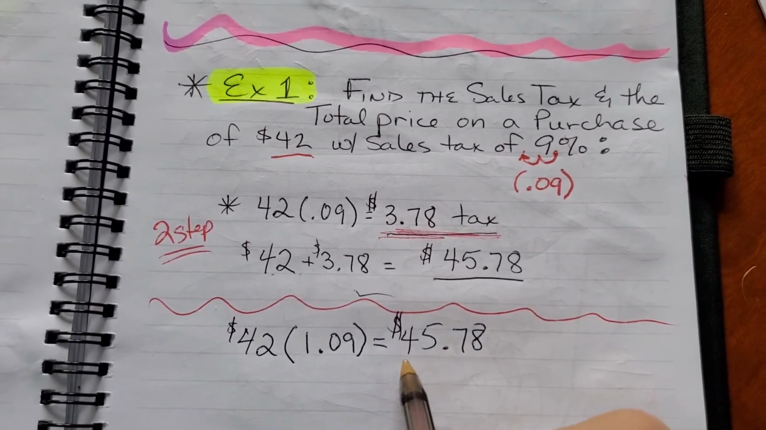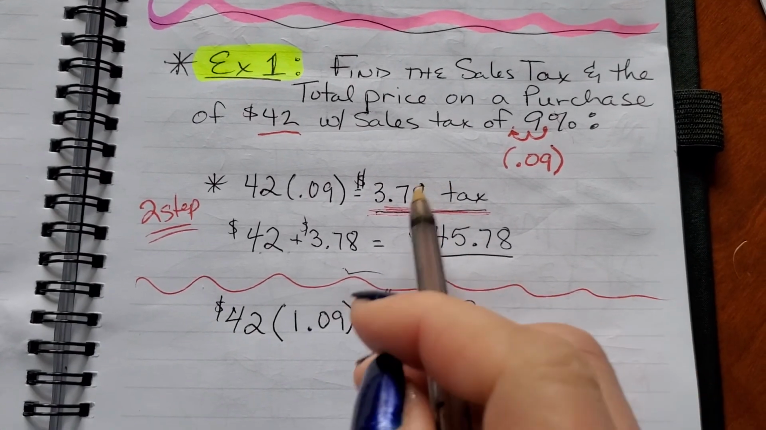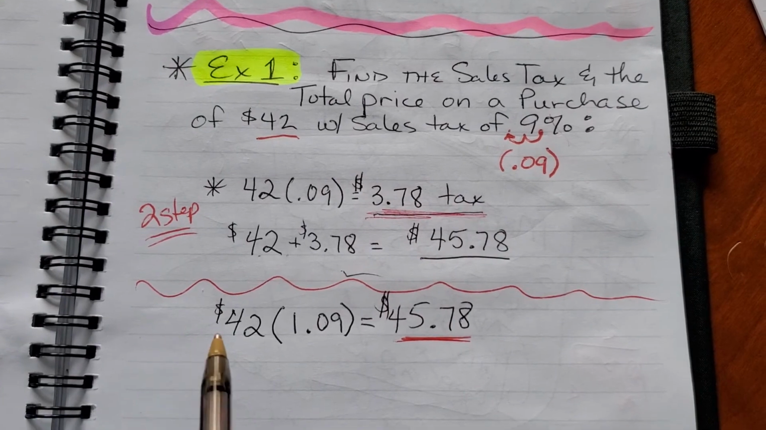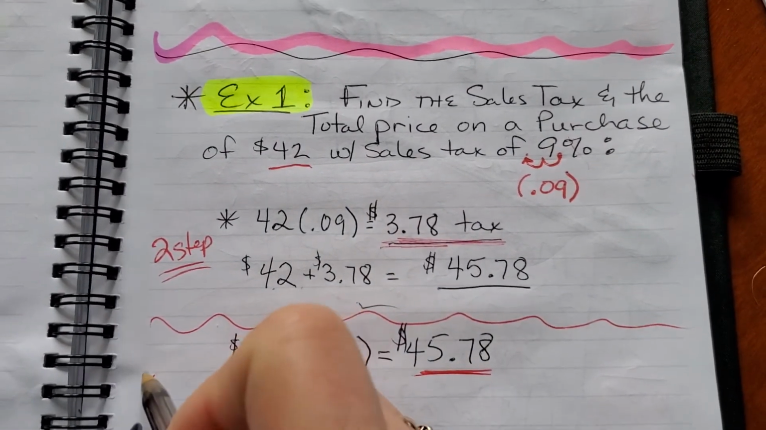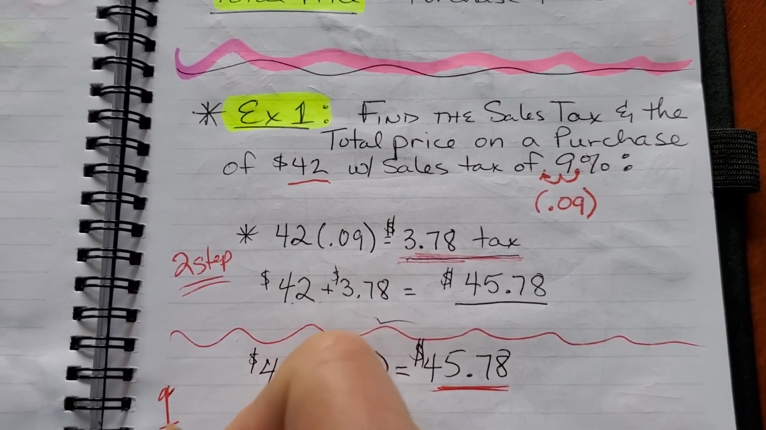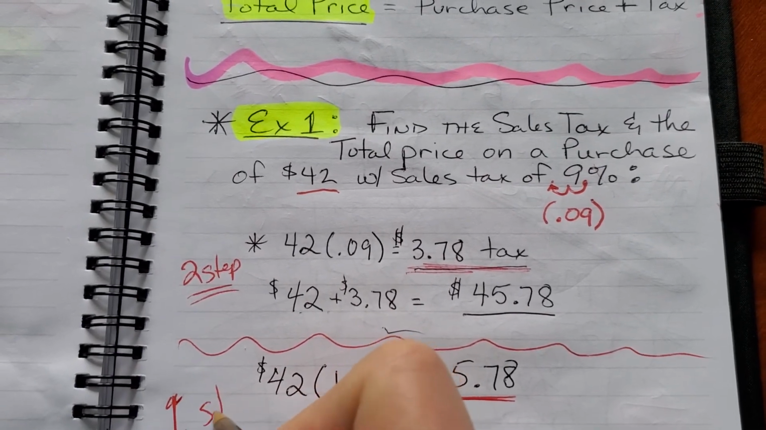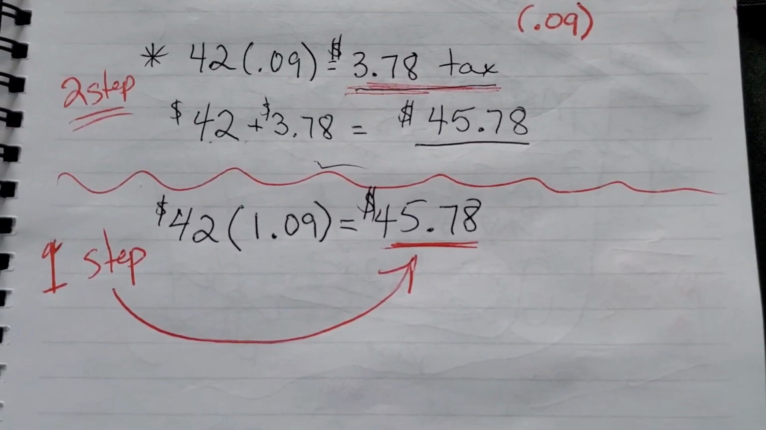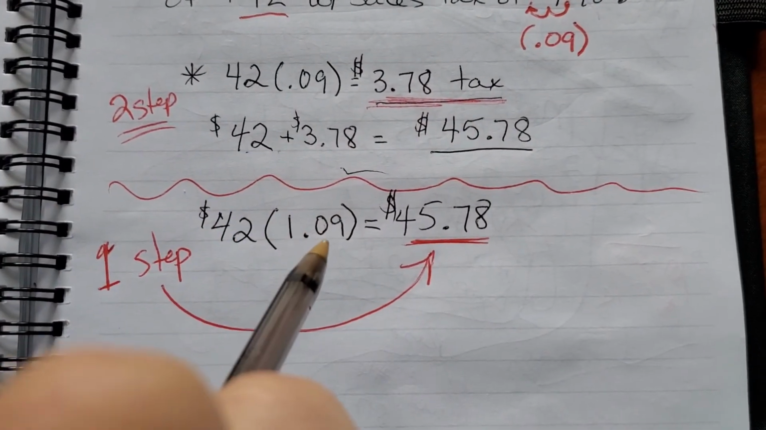$45.78. Now remember, this skips the step of telling you what the actual tax amount is, but you could always figure that out by subtracting these two, right? So this is the one-step version to find your total price paid after tax has been added.